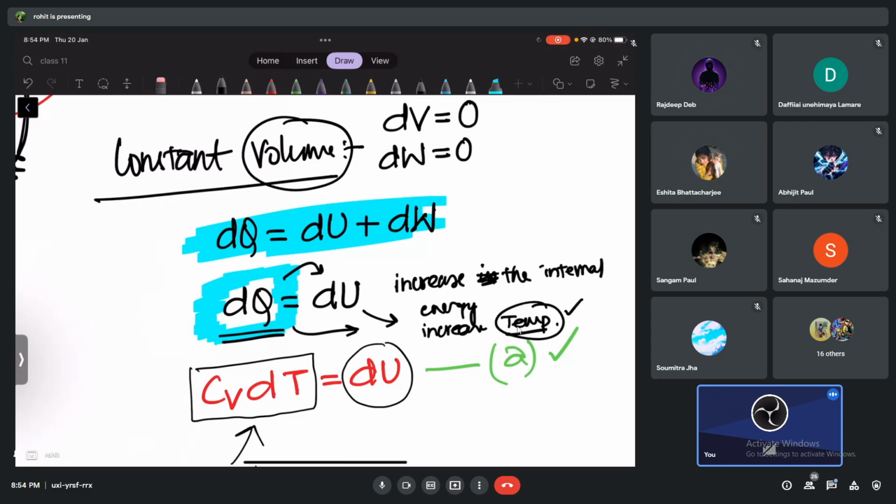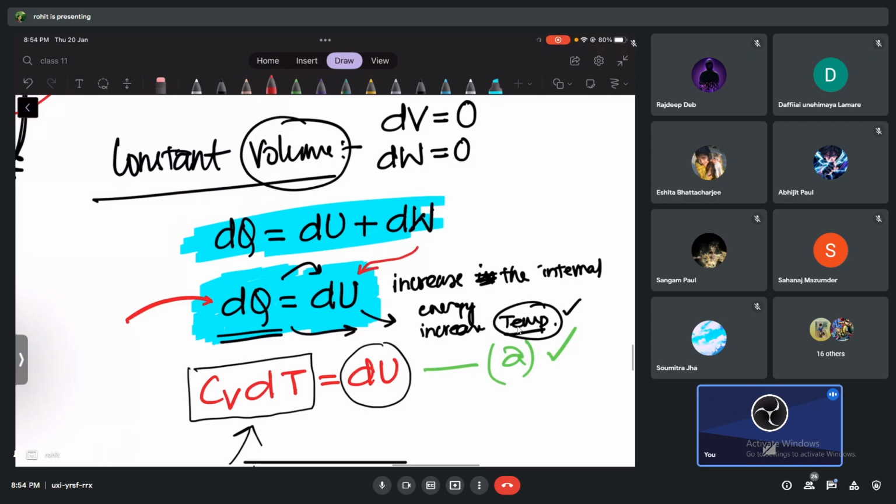Temperature. Do you agree with this, all of you? Check. Yes or no? Yes, sir. Because the gas is not doing work, it is not using any energy for work. All the energy you give to the gas is used by the gas for increasing the internal energy. That means only the temperature is changing.